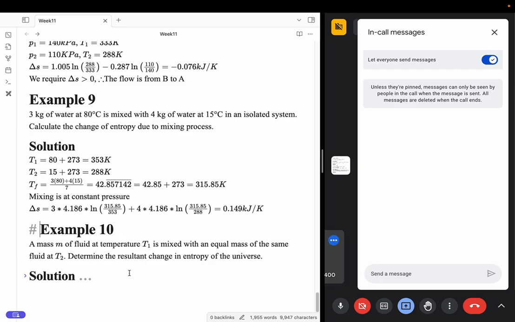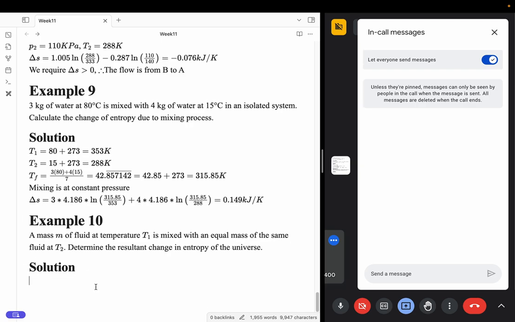Now, this is an extension of the same problem that we have here, but then you need to determine the final temperature in terms of your initial temperatures. So like here I got the final temperature as this one. So will this be the same always?